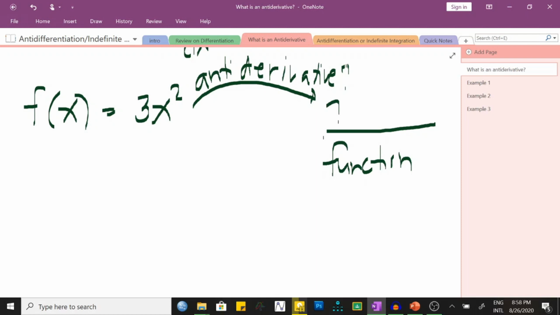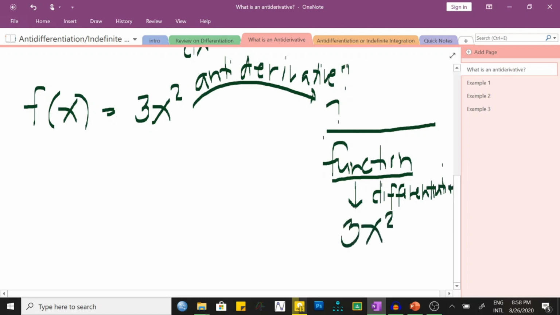This is the problem, such that when we differentiate this function, under differentiation, the result is 3x squared. Again, we are looking for a function. What we mean by an antiderivative is to look for a function so that when we differentiate that function, the result is 3x squared. And what is that function?